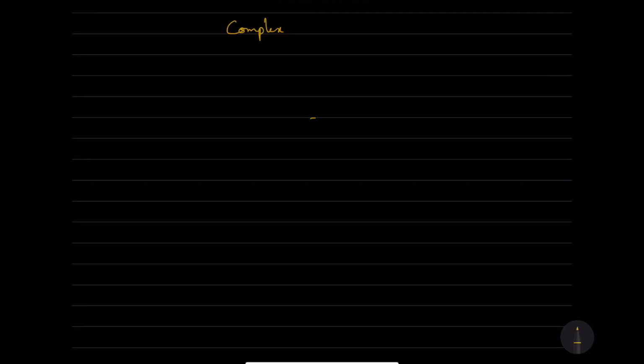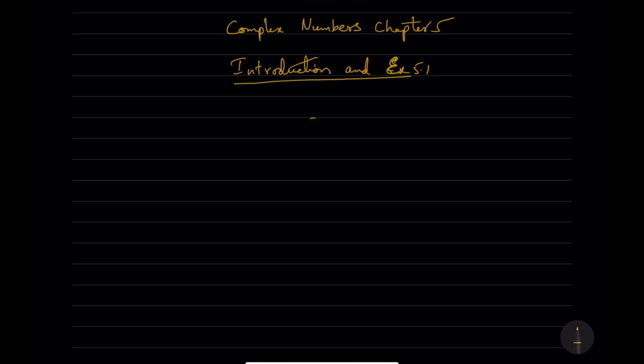Hello friends, let's start off with complex numbers, chapter 5. The introduction and exercise 5.1. So how do we do this exercise? We'll just see. So before that we'll go into what is the introduction of this.